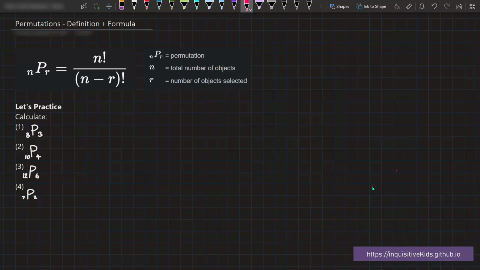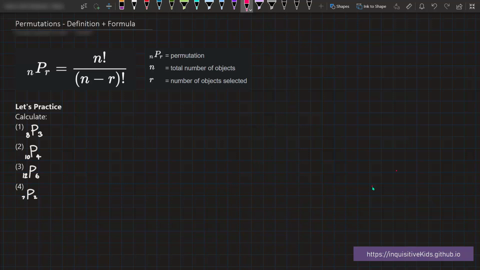AMC8. So in this video, we will be looking at permutations, its definition. So we're going to learn about what permutations are, and we're going to look at the permutation formula. We're also going to do 4 quick problems that let us practice calculating permutations.